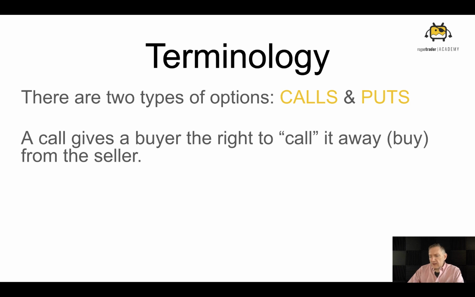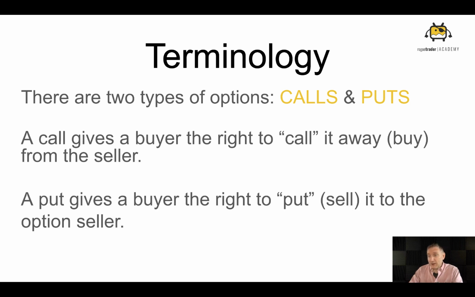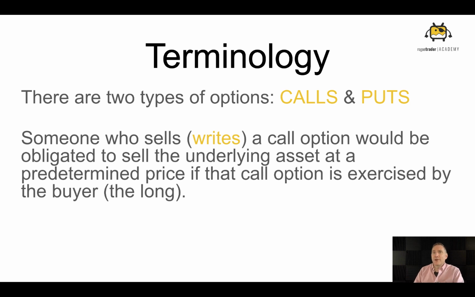A call gives that buyer the right to call it away from the seller. That's where the term comes from, right? You've got the right. You don't have to. If it's not worth it for you as the buyer, you won't have to. You've got that right to do it. And on the other side of the coin, a put gives the buyer the right to sell or put it to the person who sold it. So for every buyer, there's a seller. There's two sides to every transaction, right? If you buy something, well, someone had to sell the darn thing to you, right?